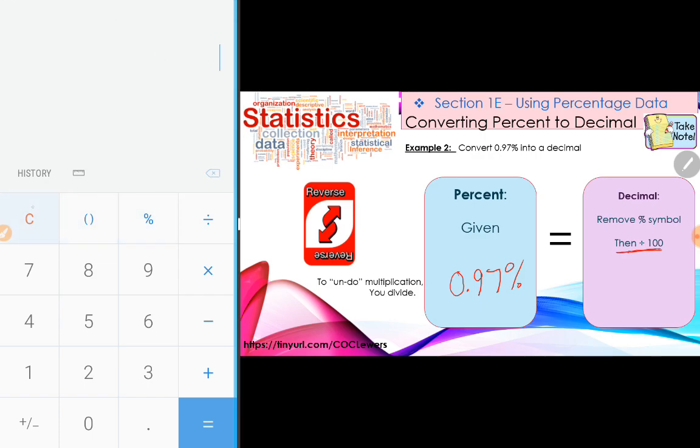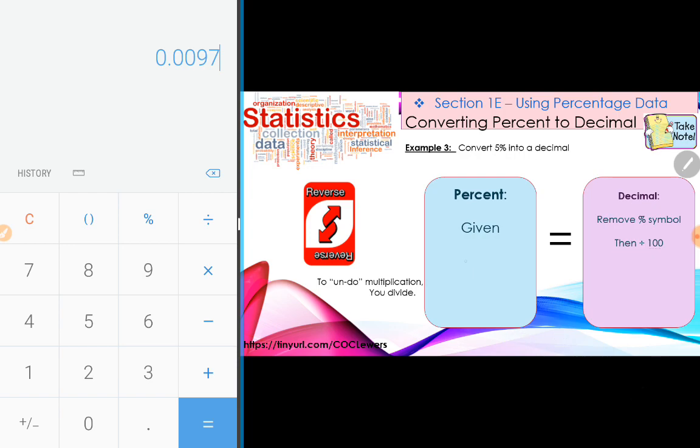So I'm going to clear my calculator and start with 0.97%, but the first step is to remove that percent symbol and divide by 100. So my decimal moved left, and I get 0.0097 as my decimal.